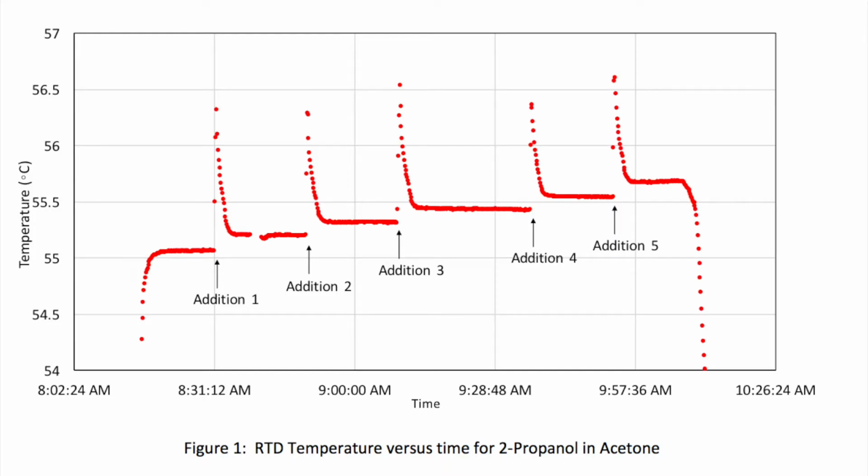Although 3 different solute-solvent pairs were explored in this lab, for the sake of data analysis, we're just going to look at the system of 2-propanol and acetone. This figure represents the experimental data collected in the lab for the system of 2-propanol in acetone, meaning that 2-propanol was the solute in the solvent acetone. As you can see, with each solute addition indicated by the arrows, the temperature of the system increases overall. This is because the boiling point of the solute, 2-propanol, is higher than the boiling point of acetone.